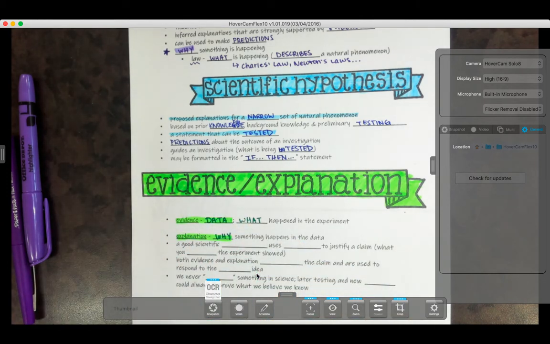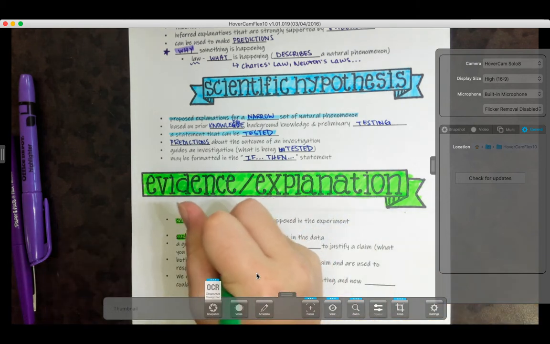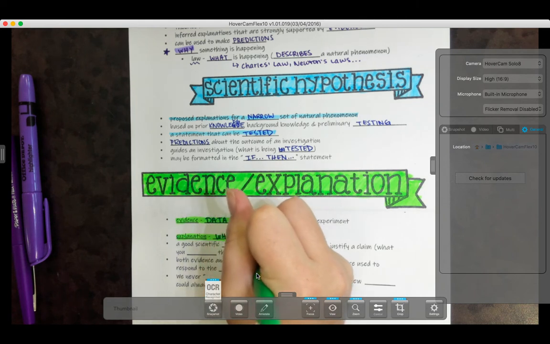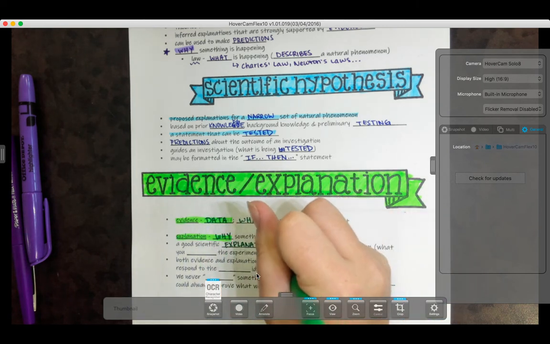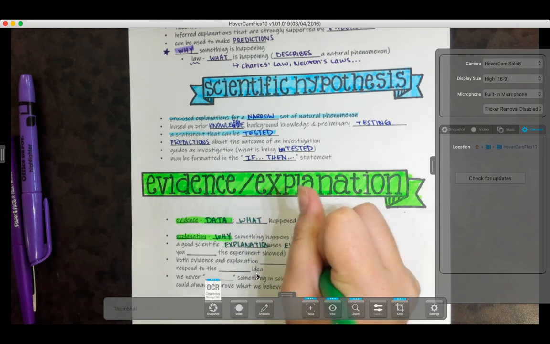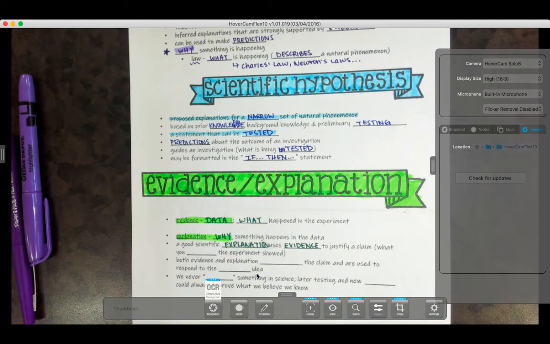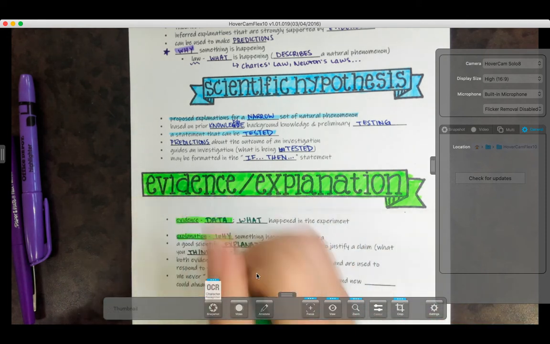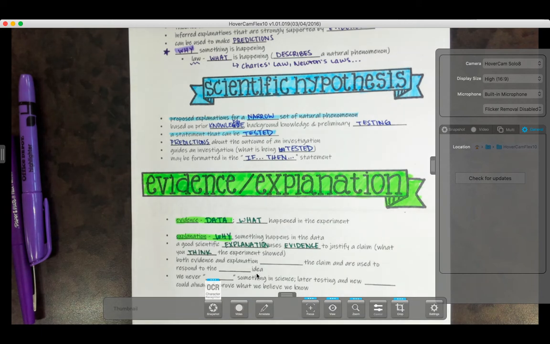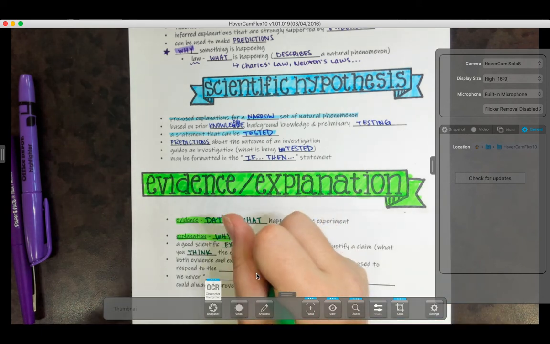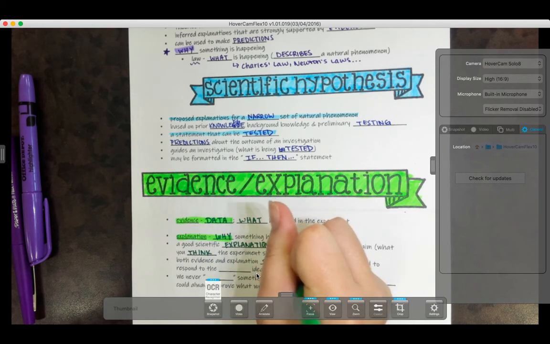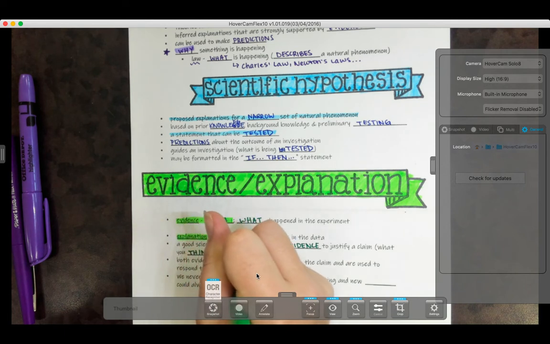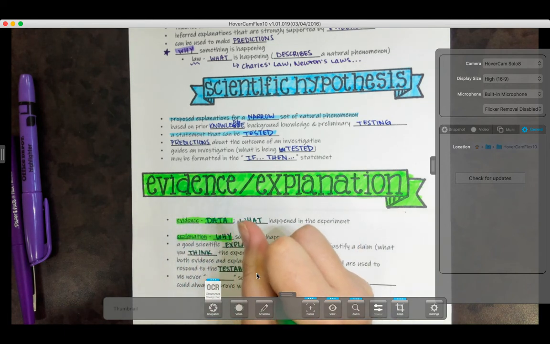A good scientific explanation uses evidence to justify a claim. Without the evidence, your claim is kind of invalid. So this describes what you think the experiment showed. Both evidence and explanations support the claim and are used to respond to the testable idea, which would also be known as your hypothesis.